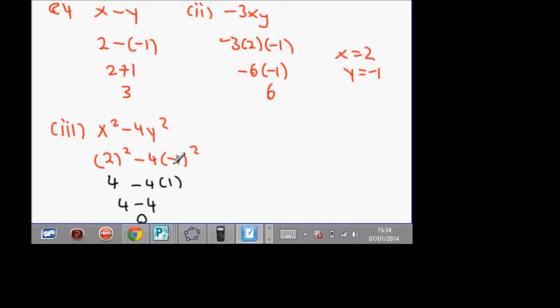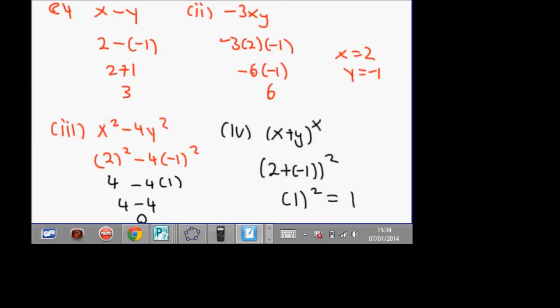Now, next one. Interesting one. Part 4. X plus y to the power of x. Was it 2 or x? X is 2. Yeah, you're right. So it's going to be 2 plus. What's 2 plus minus 1? Can anybody tell me? It's 2 minus 1, which is 1. And what's 1 squared? 1. Right, so that's part 4.